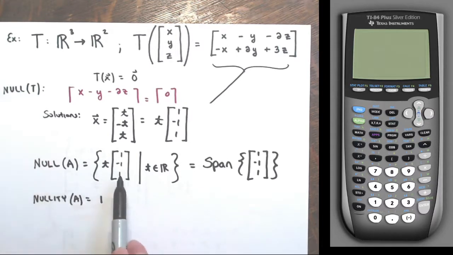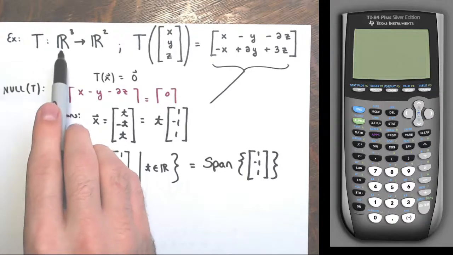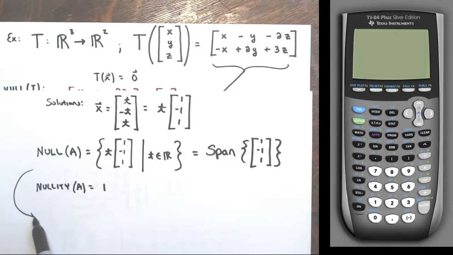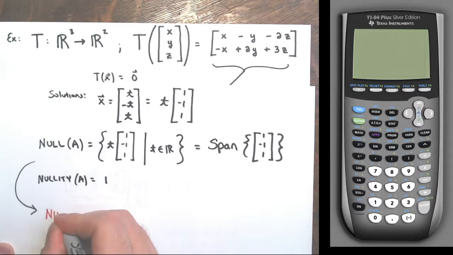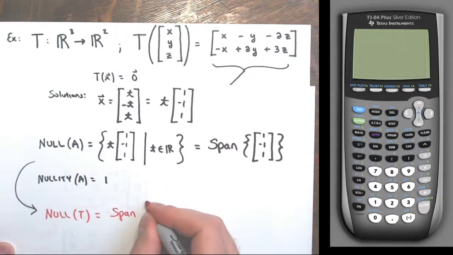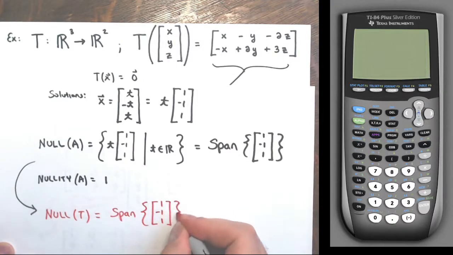Now, the null space of the matrix is a bunch of vectors from R3. The domain is R3, so this is also the same as the null space of the transformation. All right. So finally, I'll state the null space of the transformation, the null space of T, is the span of this set with the vector 1, negative 1, 1 in it, right? So that just tells me that every scalar multiple of this vector maps to the 0 vector under this transformation.